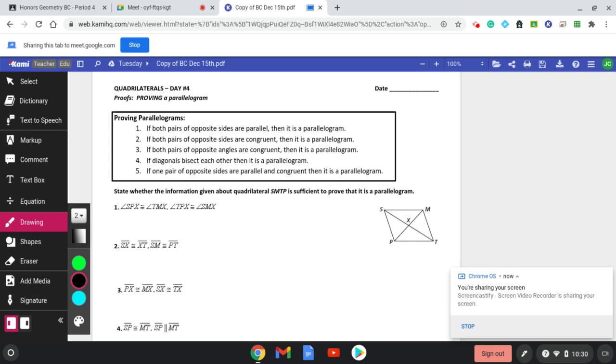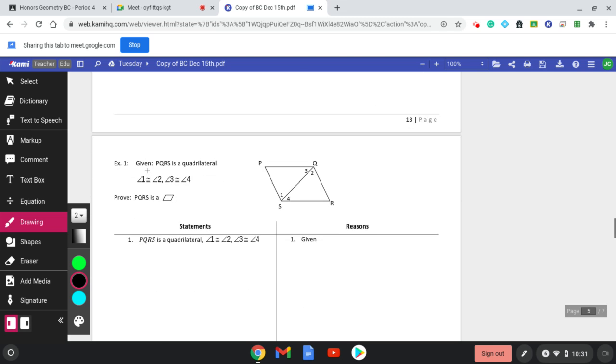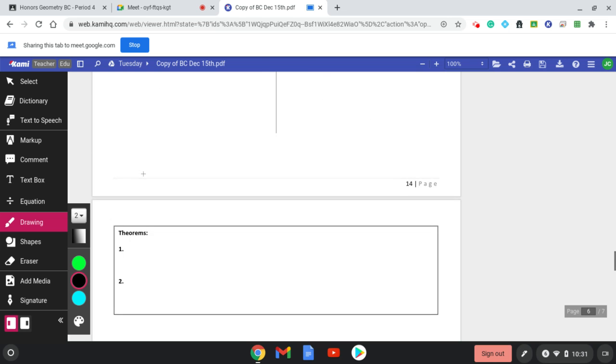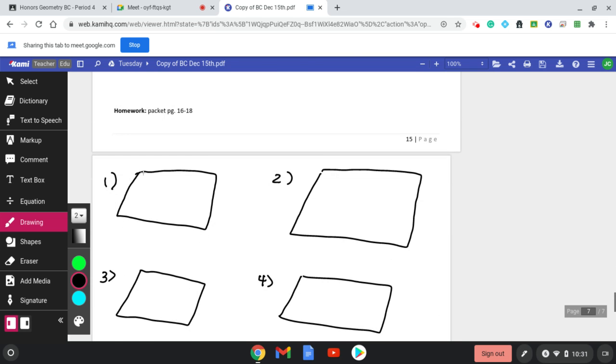All right, so today you'll see in the prove statement, prove it's a parallelogram. Now, if you guys are on day 4 here with me from your notes, day 4, you will see 5 ways to prove a parallelogram, 5 ways. I'm not a big fan of reading those off to you. I'm not a big fan of trying to explain it to you. What I am a big fan of is actually showing you a visual representation of what I'm talking about.